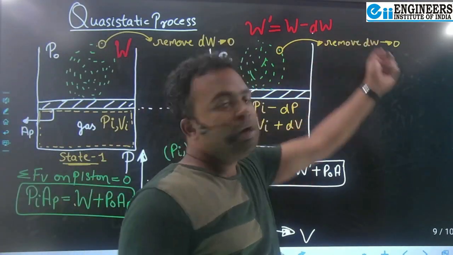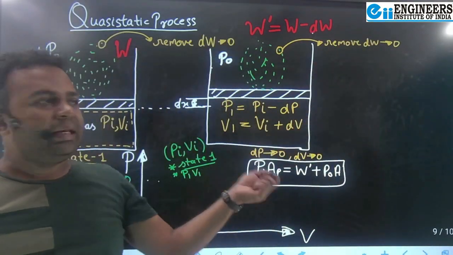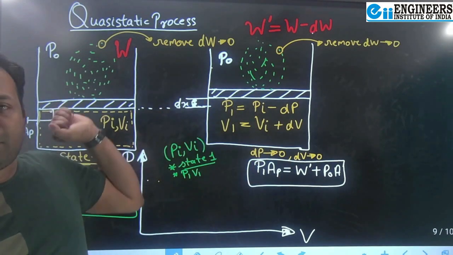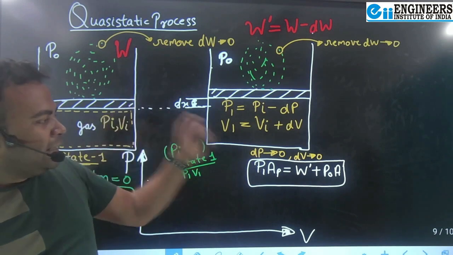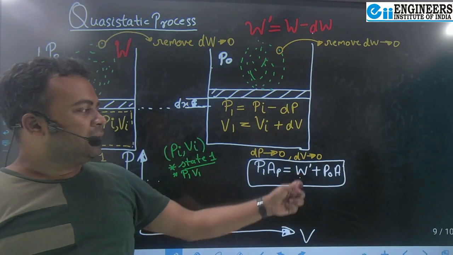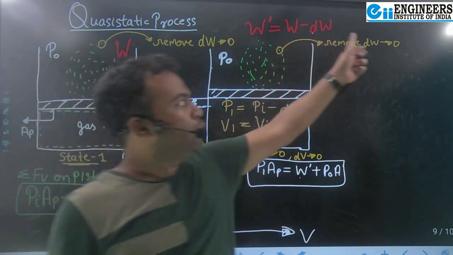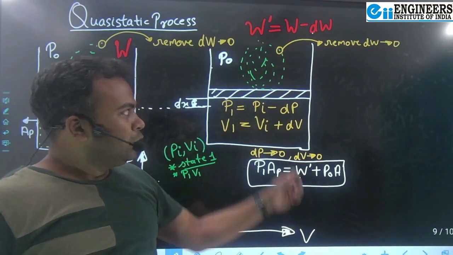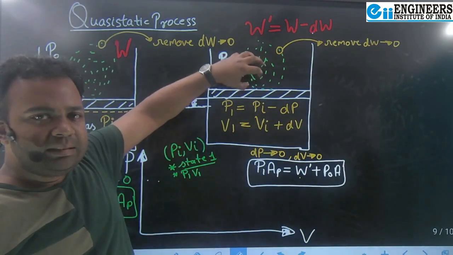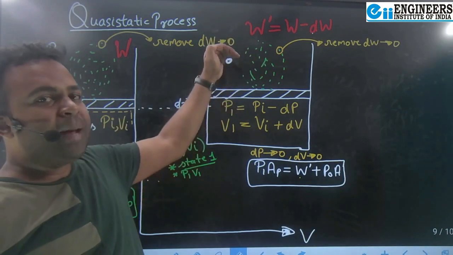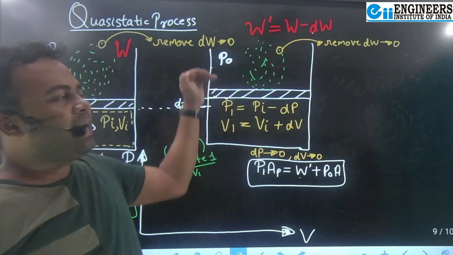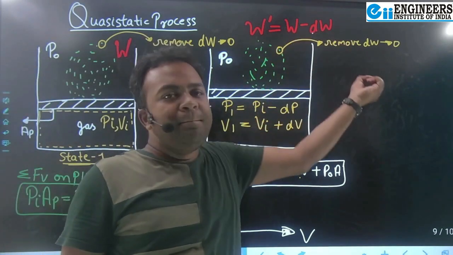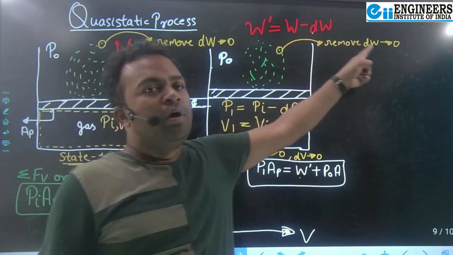Now what will happen? Again, the removal of this small weight will create an imbalance of forces on the top and the bottom of the piston, right? So again you see this W dash will decrease, because we have removed one small weight from the top of the piston. So on the top of the piston the weight is decreased, and again there is scope for expansion. So the gas will expand again very slightly. Why slightly? Because we have created a very negligible imbalance by removing a very small weight.